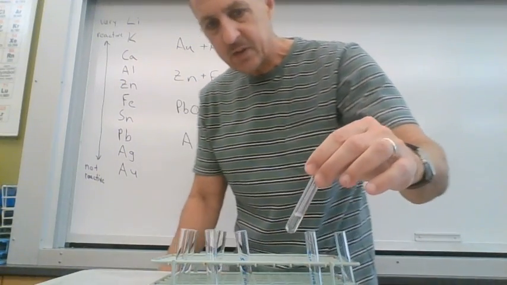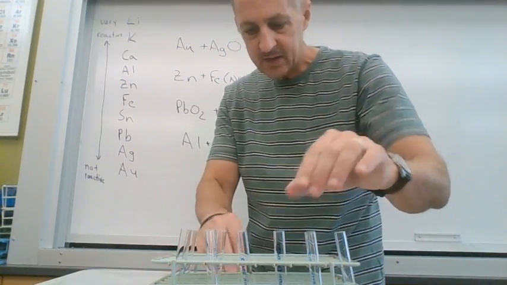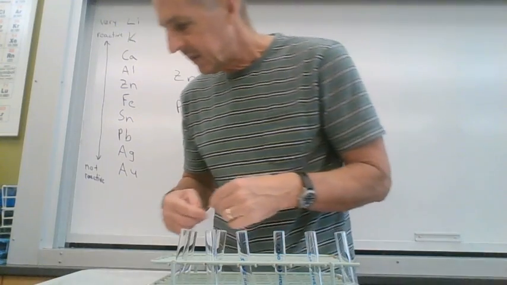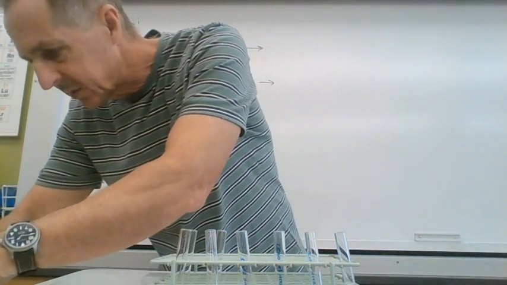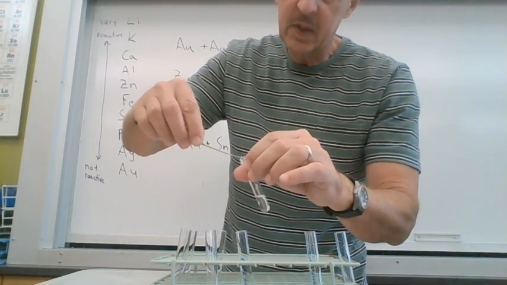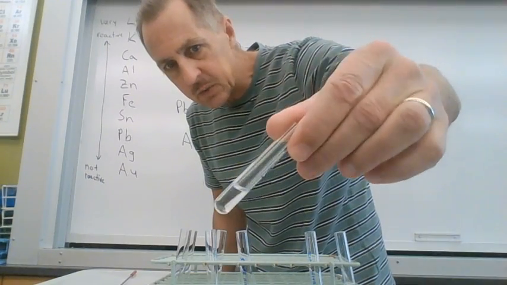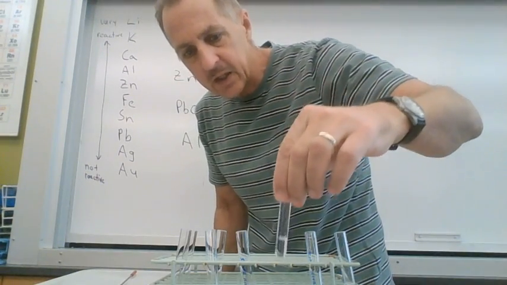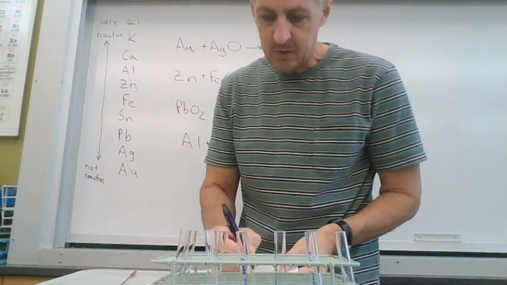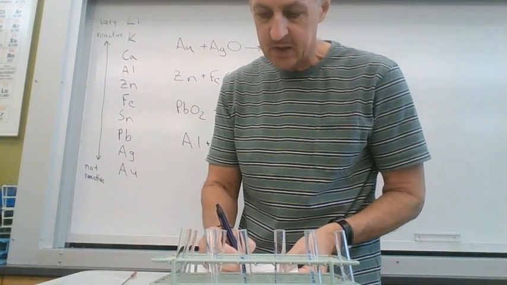We have some lead 2 nitrate in this test tube, and we're going to add some copper to it and see if we get a reaction there. So we'll scoop out a little copper, add it to our lead 2 nitrate, and look for any signs of a chemical reaction. There really doesn't seem to be anything going on there, so we're going to write no reaction for C, copper plus lead 2 nitrate.